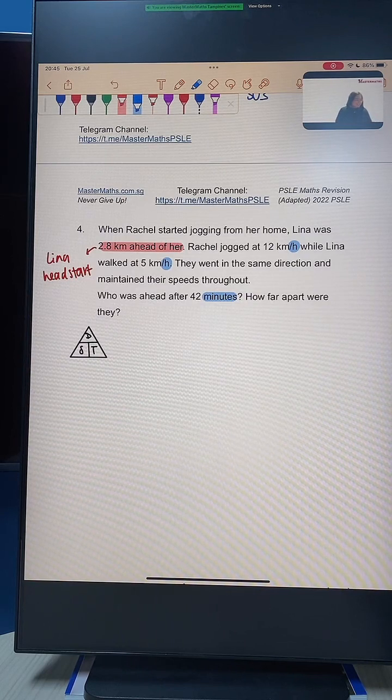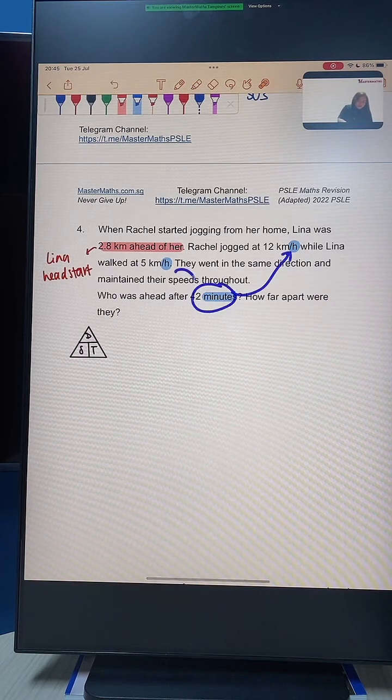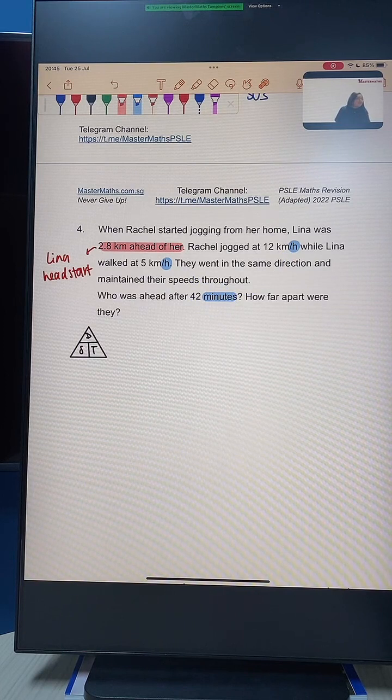Anyone? Change? Yes, I see some people saying change. Indeed, I have to convert to the same units. Agree? Convert to the same units. Alright, so indeed I convert to the same units. However, do I convert minutes into hours or hours into minutes? What do you think? Hours into minutes or minutes into hours? What do you think?